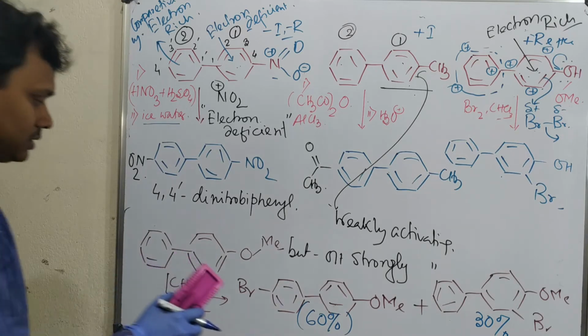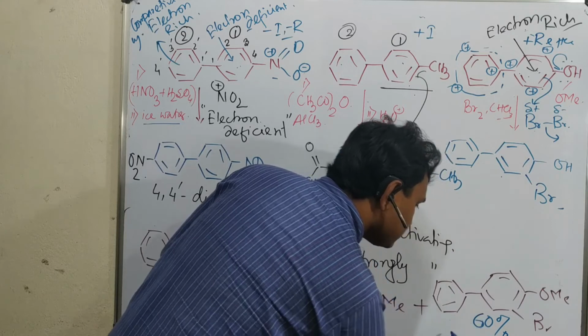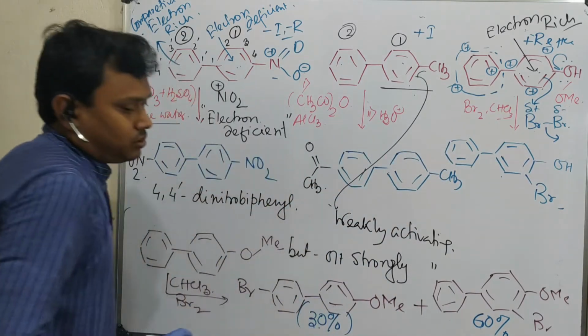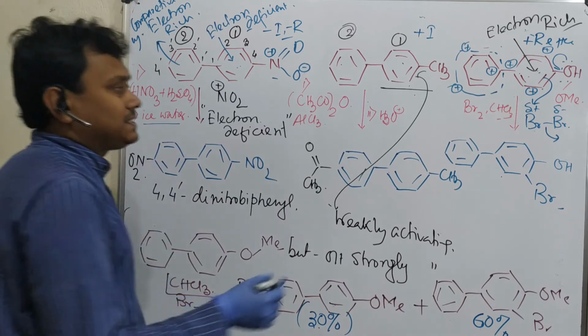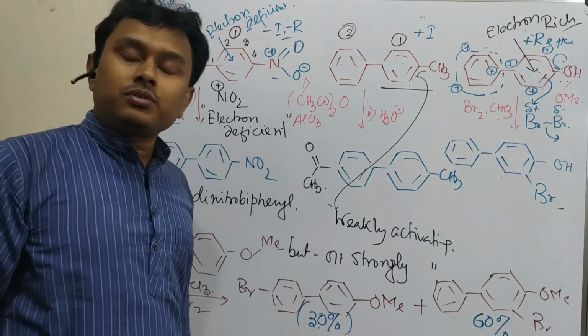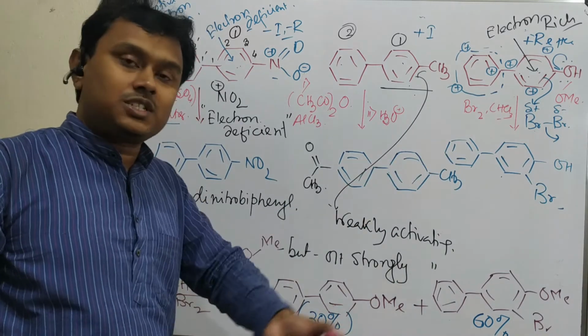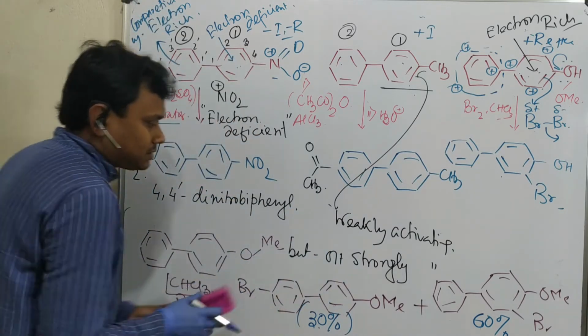Sorry, I made a mistake. This is 60% and this is 30%. So what is the conclusion of this story? The conclusion of this story is, what is the difference? This is OH, it can undergo deprotonation easily and hold the negative charge very easily, because positive charge it can release via proton, but it is not possible in this case.